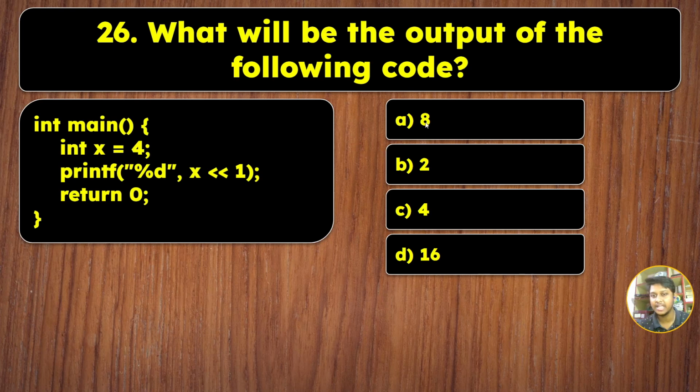So we have four options: 8, 2, 4, and 16. So now let's solve this question.